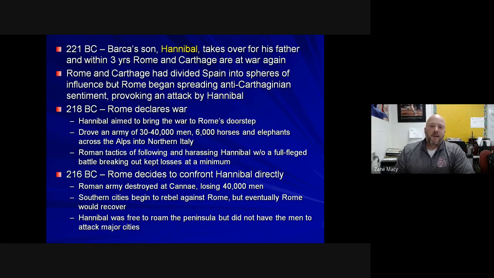Like I said, Hannibal had plans that he wasn't going to let all this fighting take place on Carthaginian territory. He was going to take the fight directly to the Romans. He had put together a massive army, about 30 to 40,000 men, and cavalry. He had about 6,000 horses. He also had divisions or units that used elephants.